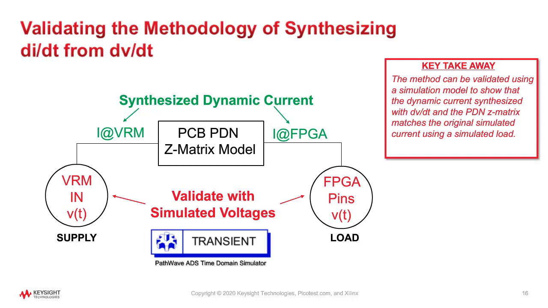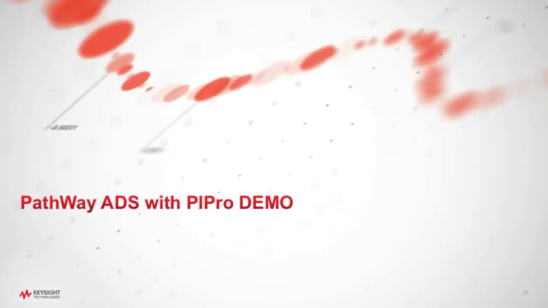Before using actual measured voltages, we will validate this method with simulated voltages. Now I will provide a demo of how to set up the model of the VCC power integrity ecosystem using PathWave ADS. The model is then used to create the simulated voltages and known simulated currents for validating the method of synthesizing dynamic current from voltage measurements. Here we go.